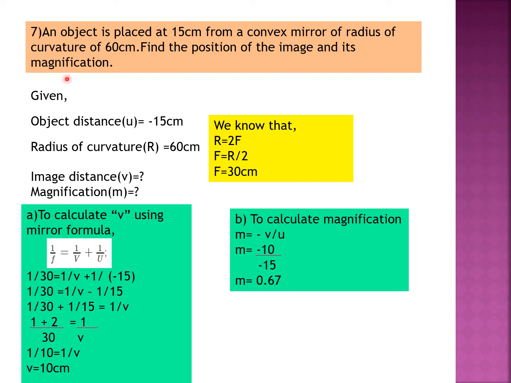So see, we have studied only one formula for magnification. Magnification is equals to height of image upon height of object, which is equals to minus v by u. So depending upon whatever information is given in the question, you can apply the formula and solve it. Okay, and for image distance and object distance, if magnification is given, then you can apply magnification is equals to minus v by u, or if object distance and everything is given, then you can apply the mirror formula. Okay, so this was about this question.